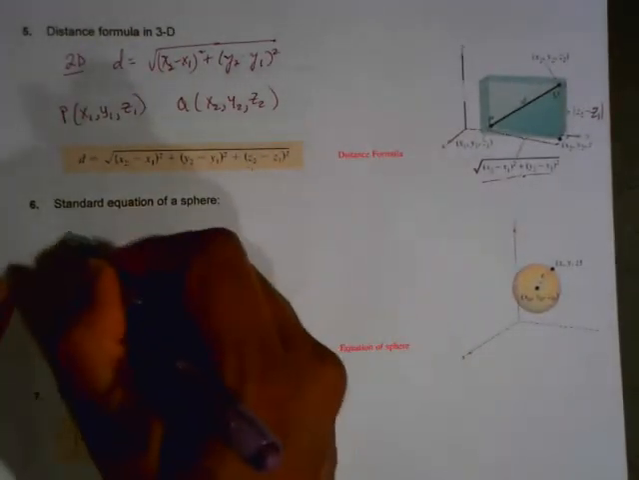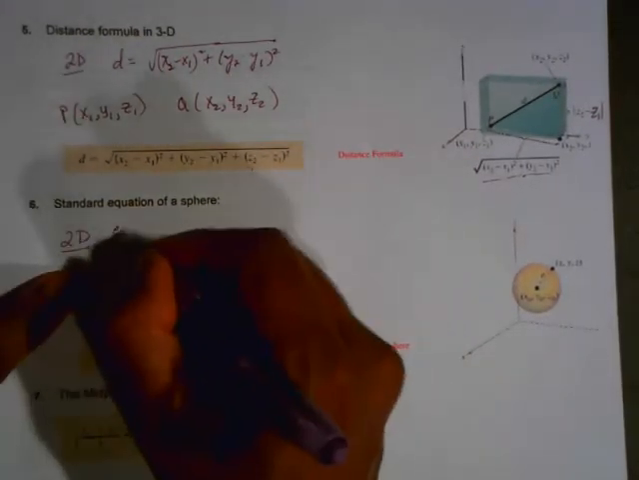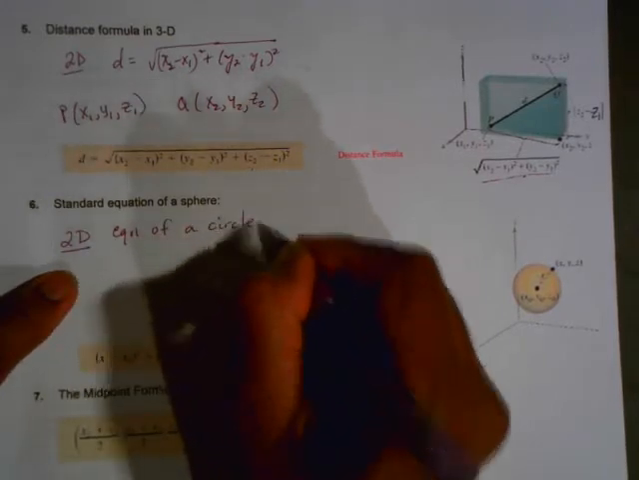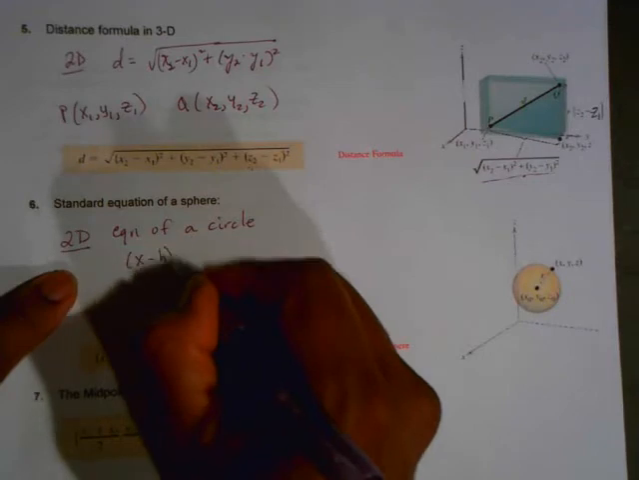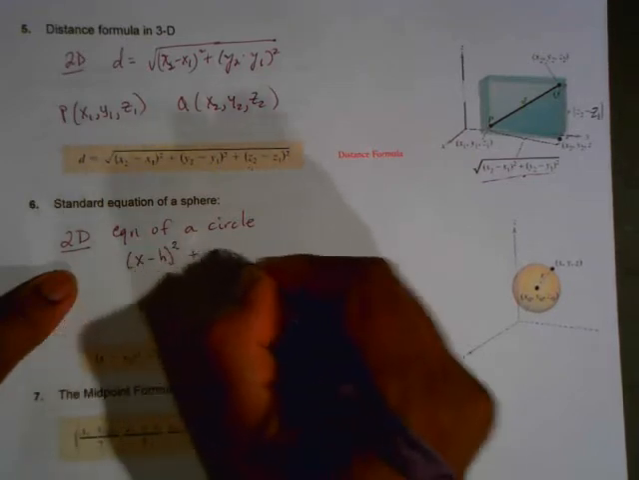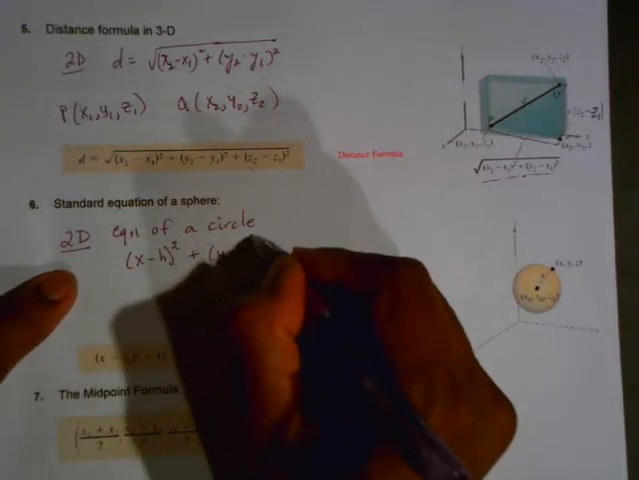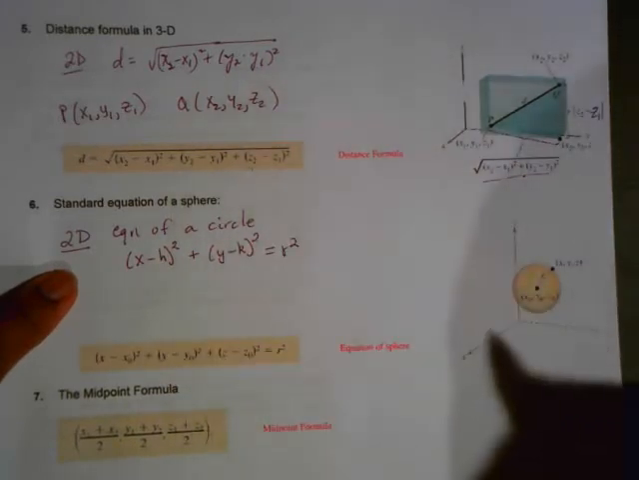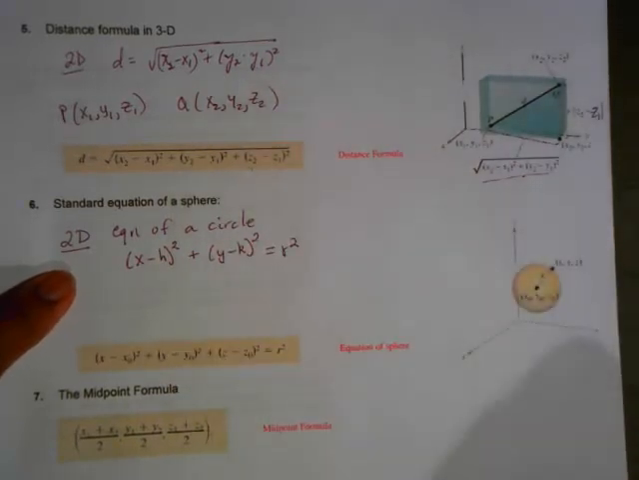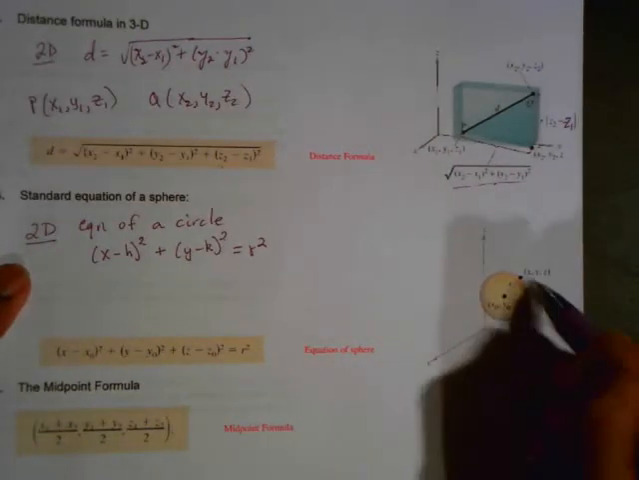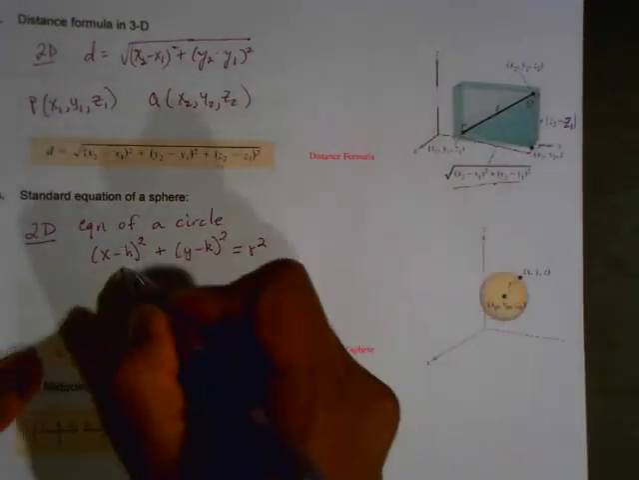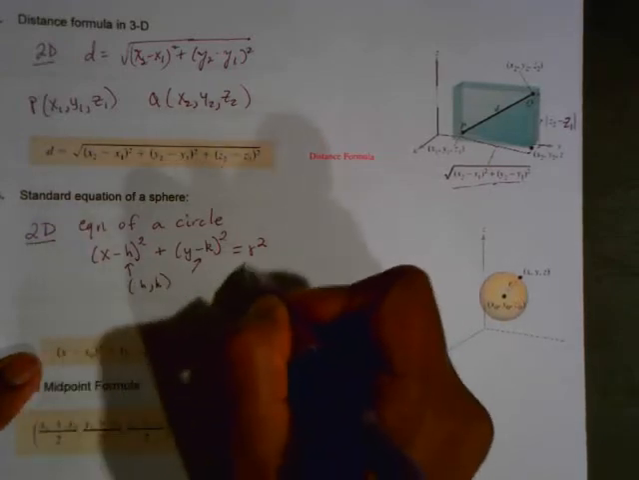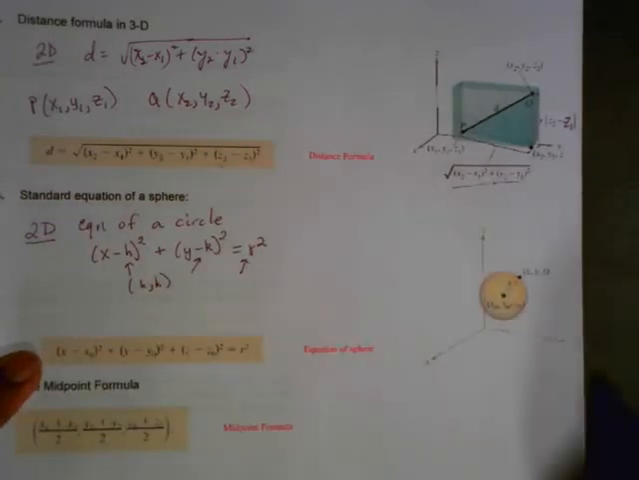In 2 dimensions, you're looking at the equation of a circle. And you may recall that the equation of a circle was taught to you in this format: x minus h quantity squared plus y minus k quantity squared equals r squared. And in 3 dimensions, you're looking at an extension of that into a sphere. In 2D, the center was (h, k), and the radius was the square root of r squared, which is r.